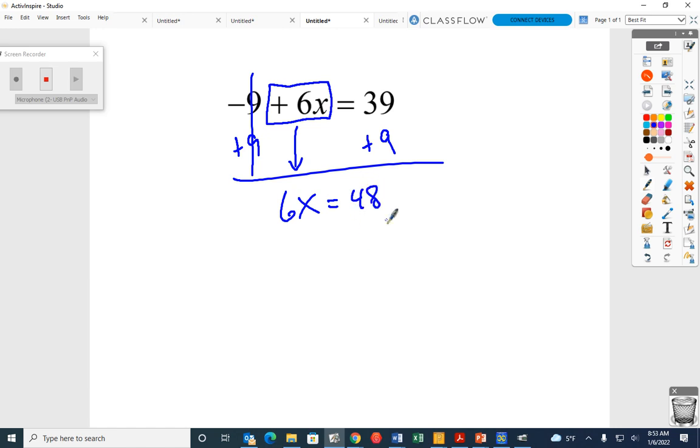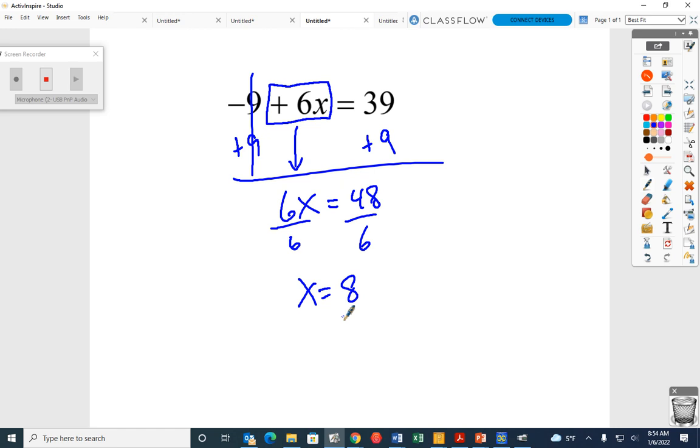What do I now have? What did I turn this into? A one-step equation. Well, what's my one step here? Divide everything by what? 6. Why? Because what's being multiplied by x? 6. What does x equal? 8. Does that make sense? Not that difficult, is it?